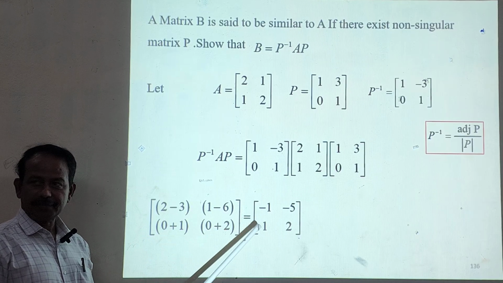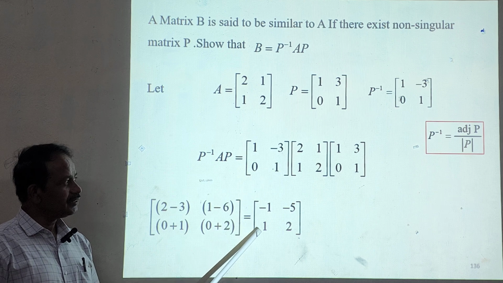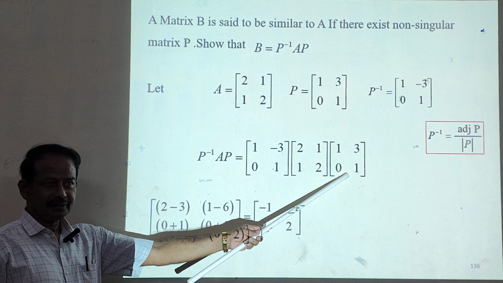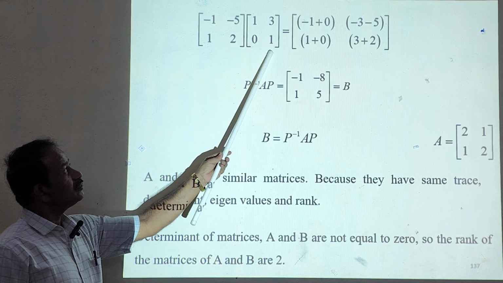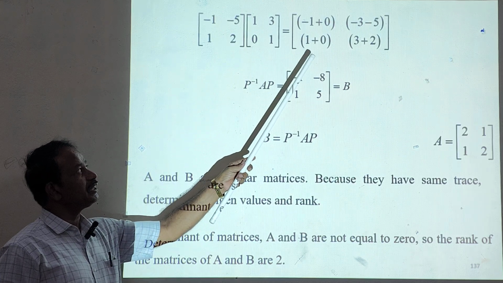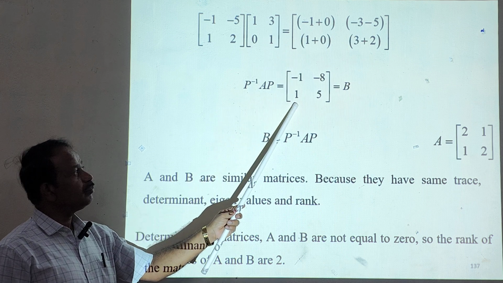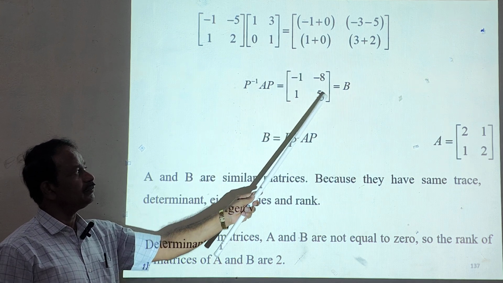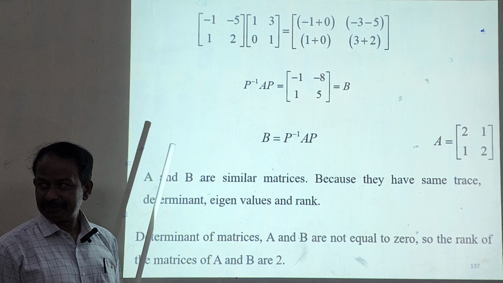So we will have this matrix when I multiply these two. Then this should be multiplied by this matrix, so again do the matrix multiplication. Then P inverse AP will be minus 1, minus 8, 1, 5, which is nothing but your B matrix. So we have now obtained the B matrix.